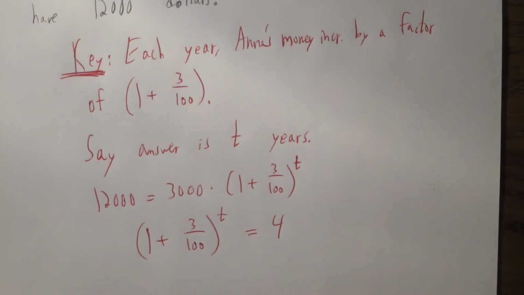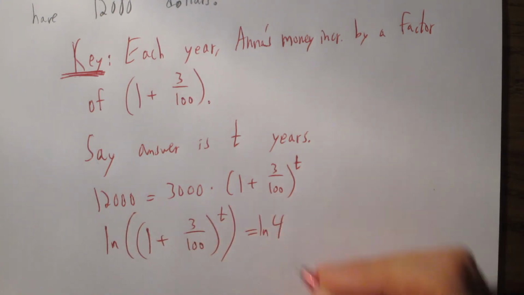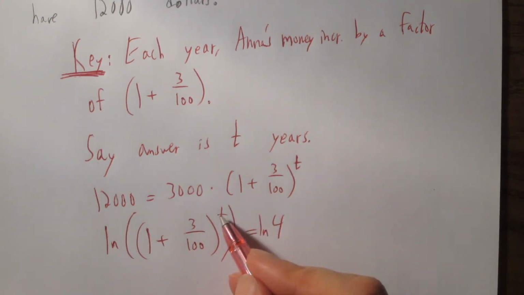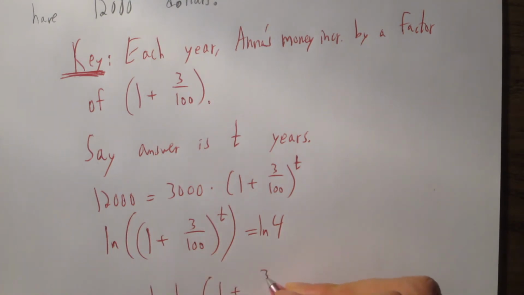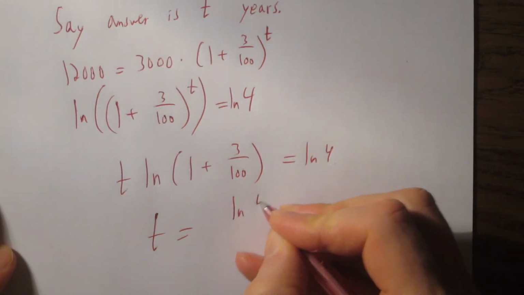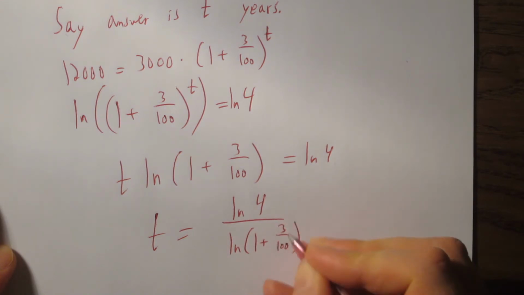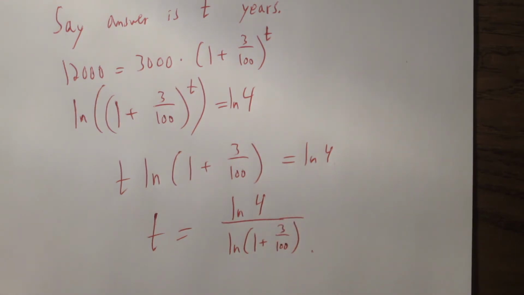Now you apply logarithms. So let's take ln of the left hand side equals ln of the right hand side. Now by a logarithm law the t can jump down, so you get t times ln of 1 plus 3 hundredths is ln 4. ln of 1.03 is just a number, so t comes out as ln 4 divided by ln of 1 plus 3 hundredths. So that's the number of years it takes for Anna's money to go from 3,000 to 12,000.